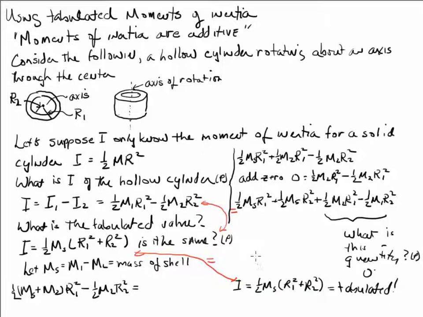So all I did was subtract the solid cylinder at radius 2 moment of inertia from the solid cylinder at radius 1 moment of inertia to get the moment of inertia of the hollow cylinder. And this general principle can be applied to most moments of inertia we want to obtain just by using the tabulated ones.